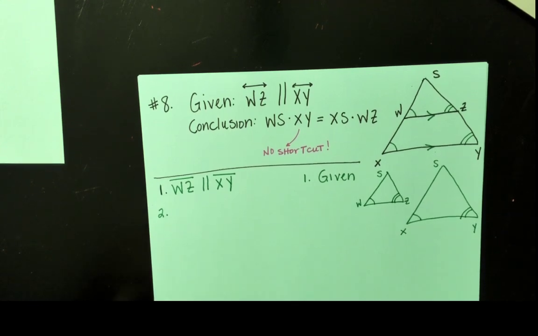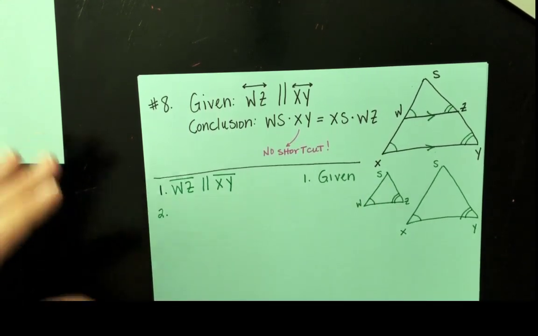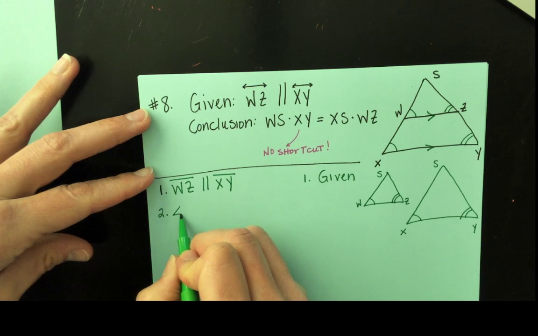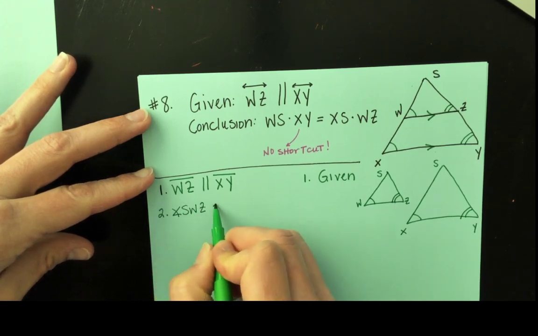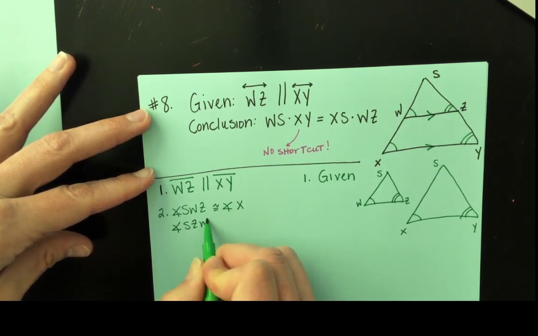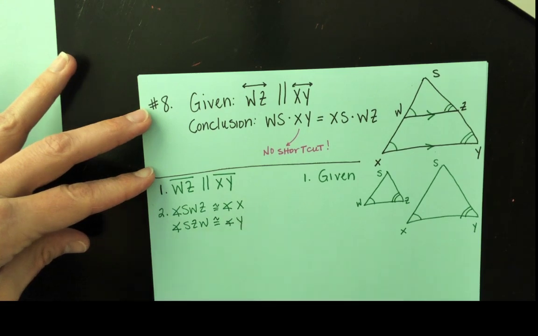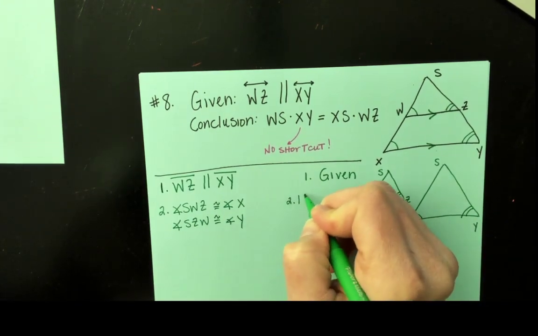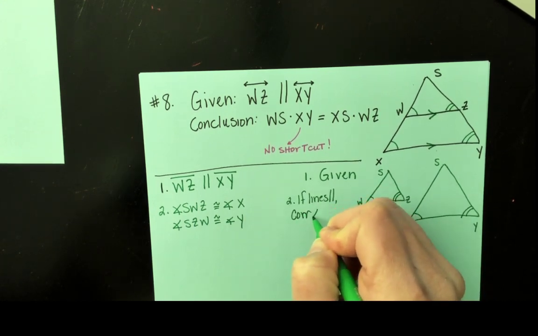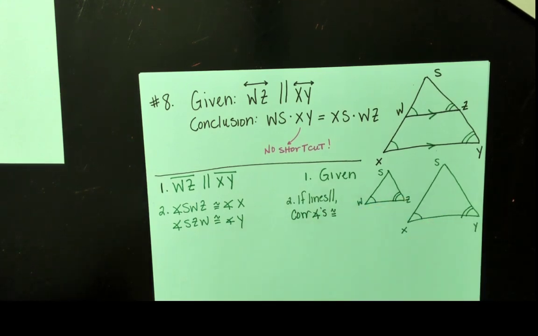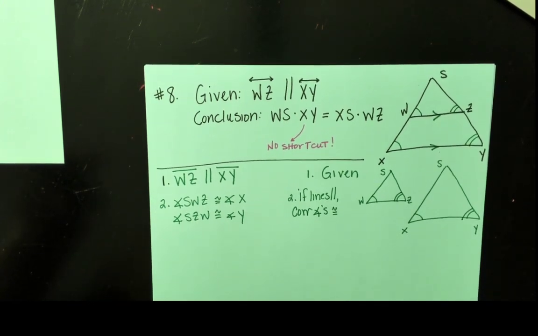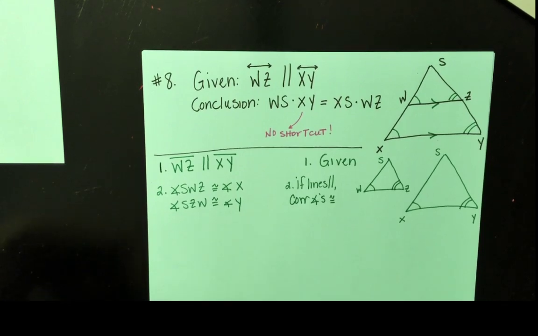So to save myself, and I get it, angle S is reflexive. I could have absolutely talked about angle S and used that as one of my two congruent angles. I'm going to actually talk about angle SWZ is congruent to angle X, and angle SZW is congruent to angle Y. And if lines parallel, corresponding angles are congruent. And that way I only have to write my reason once. I know I kind of crammed that in there, but at least I only have to write my reason once.